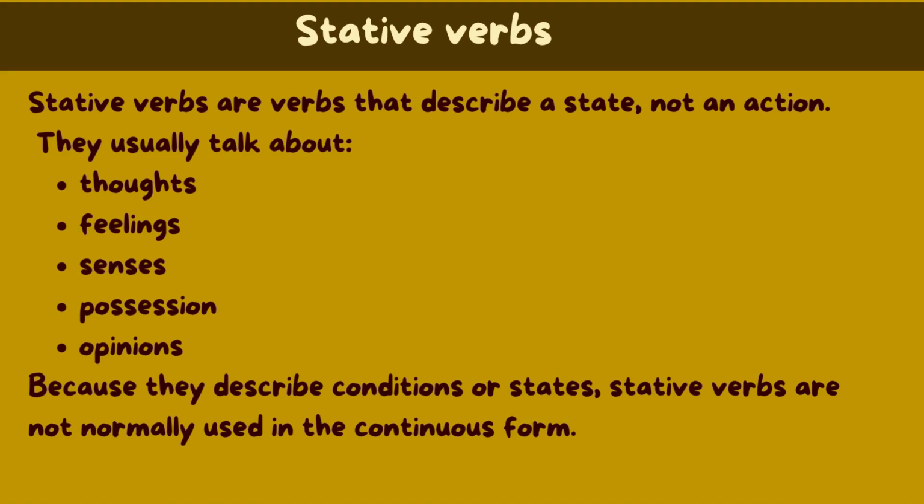Stative verbs are verbs that describe a state, not an action. Stative verbs describe states, feelings, thoughts, possession, or senses, instead of physical actions. Because they describe conditions or states, stative verbs are not normally used in the continuous form.